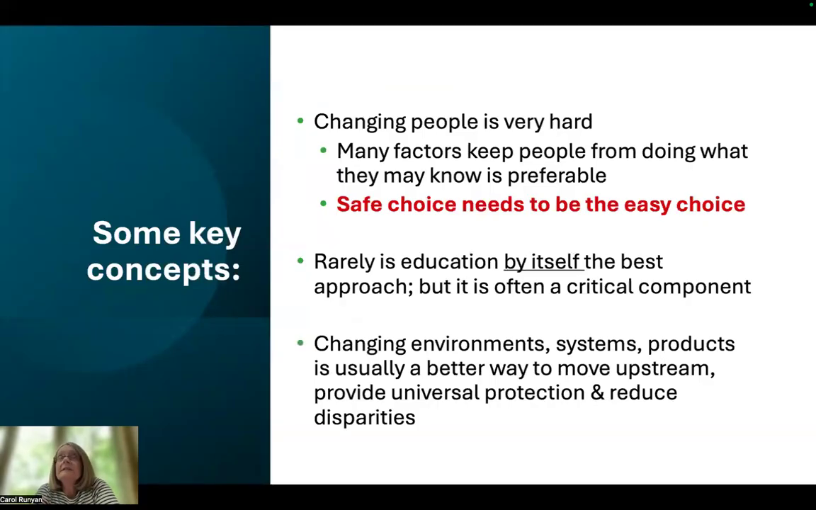Now, we know, for example, that changing people is very hard. Many factors keep people from doing what they know is preferable practice, what they know is healthy, what they know is safe. But people forget to put their seatbelts on. They may not like to wear a bicycle helmet or floss their teeth or whatever. So we in public health try to make sure that the safe or the healthy choice is the easy one so that we don't have to rely on people to make individual decisions every time they're confronted with a potential risk.